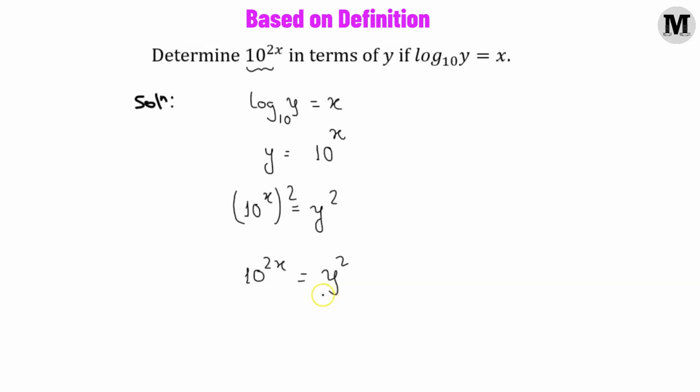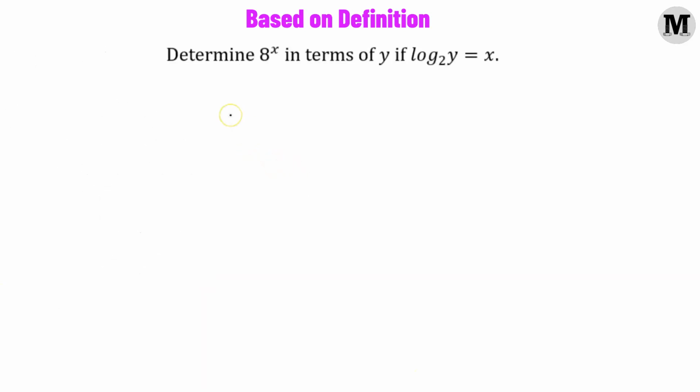Let's move on to the next problem. So we have to express 8 raised to the power of x in terms of y, and then find the value of 8 raised to the power of x. So let us begin. Here we are provided log of y to the base of 2 equals x. So we use the definition that this will give us y equals 2 raised to the power of x. Fine. So this is the same as 2 raised to the power of x equals y.